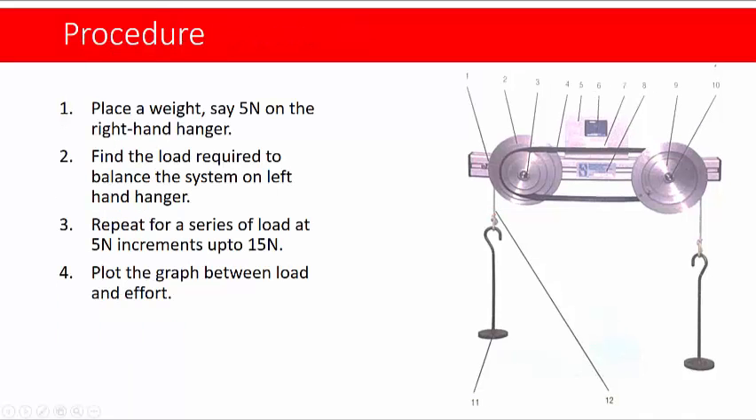Procedure: place a weight, say 5 Newton, on the right hand hanger. Find the load required to balance the system on left hand hanger. Repeat for a series of load at 5 Newton increment up to 15 Newton. Then plot the graph between load and effort.